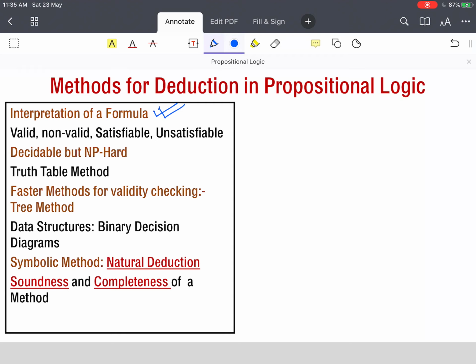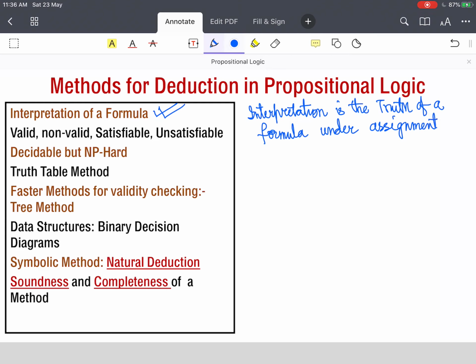So the method for deduction in propositional logic is to determine the interpretations of a formula. An interpretation is the truth of a formula under an assignment of Boolean variables to true or false. So given a set of Boolean variables, once we know whether each of them is true or false, then we can determine the value of the formula. And once we know the value of the formula, which is true or false, that will give us an interpretation.